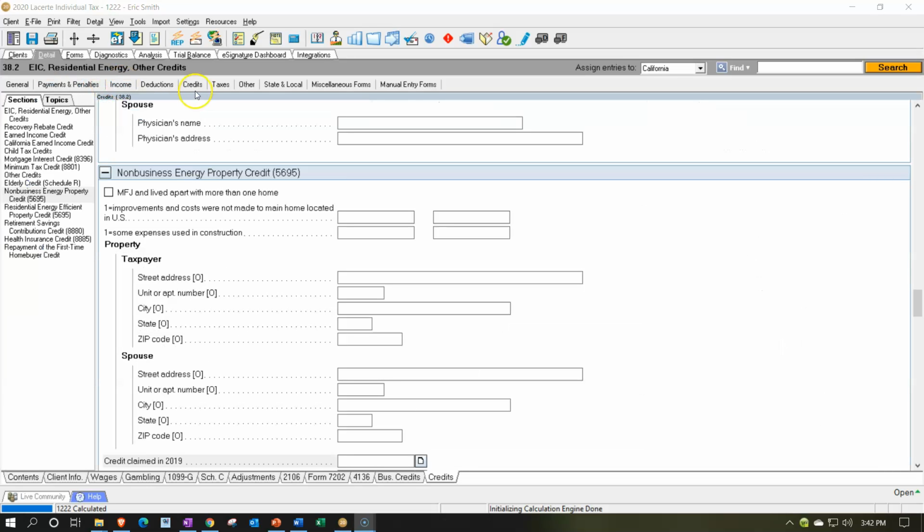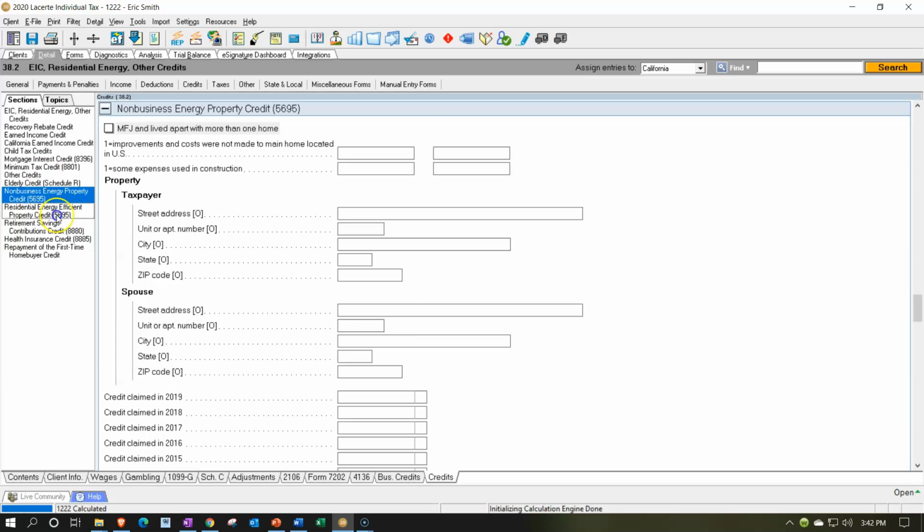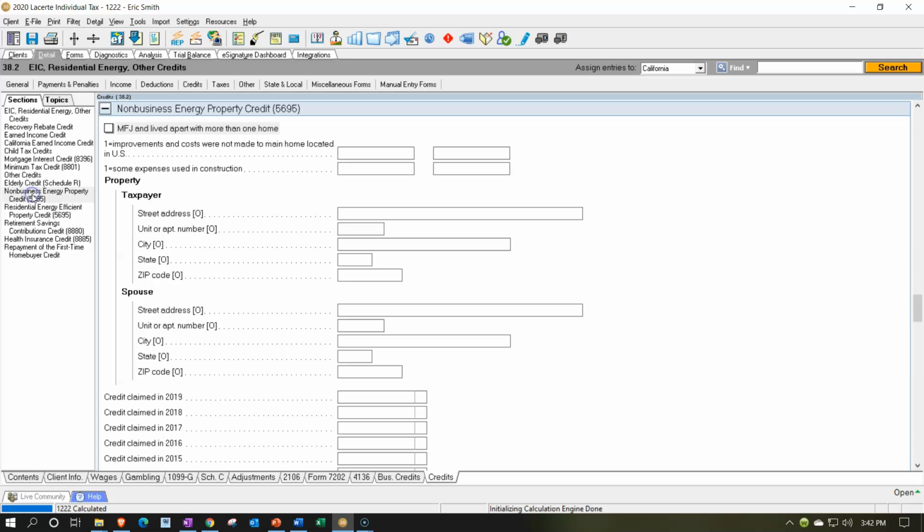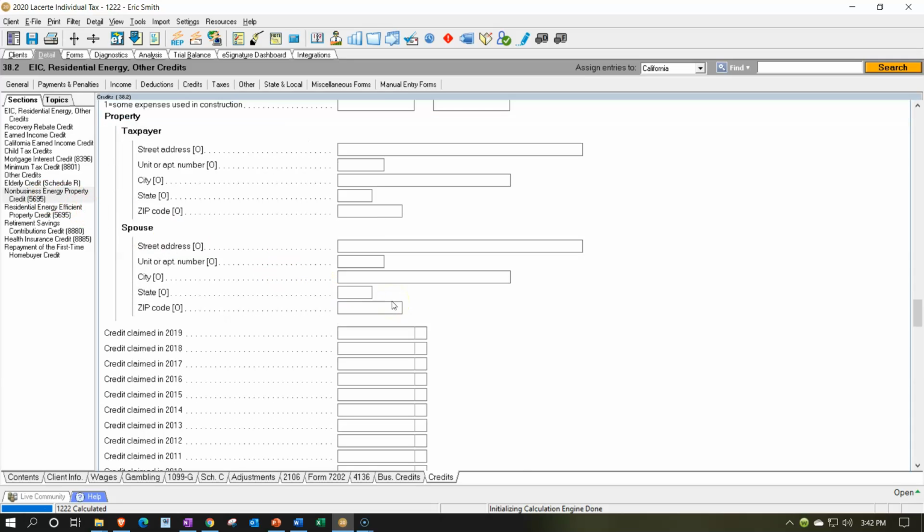We're in our credits screen now. The two we're going to take a look at are the non-business energy property credit and the residential energy efficiency property credit. If I take a look at the first one here, the non-business energy property credit, we're going to basically assume the home here.